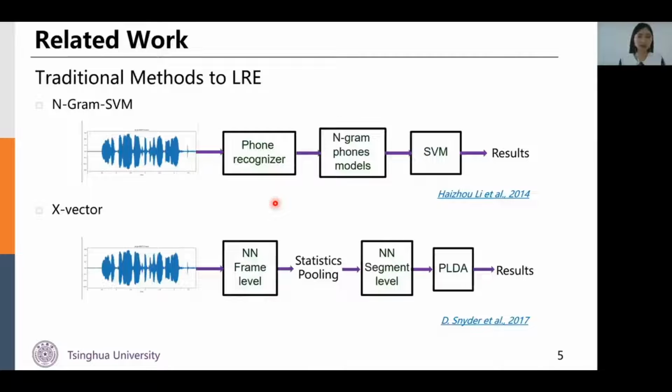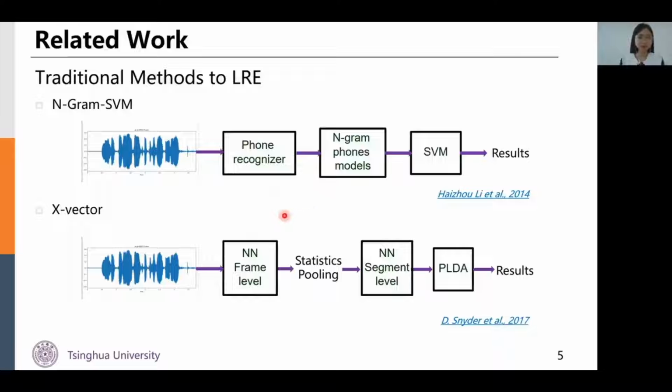Language recognition is not a new research topic. There are many traditional methods to LRE. The n-gram one is a classical way to judge a language identity. First, a phone recognizer is needed to provide phone label for a given speech segment. Then we can build n-gram phone models with the phone sequences. Finally, support vector machine makes the decision. This performance is affected by the phone recognizer accuracy.